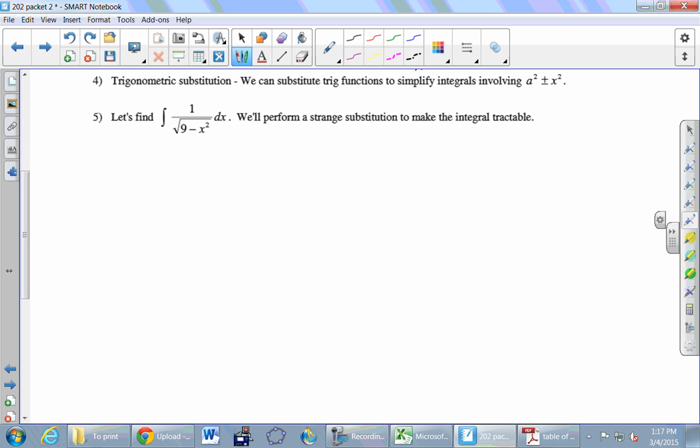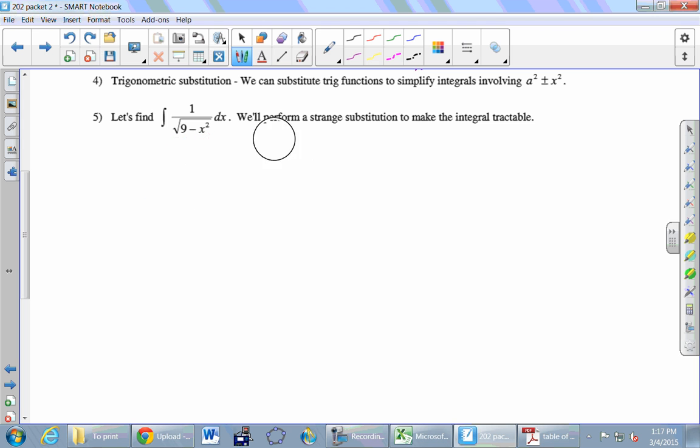Okay, my first reaction is to try u substitution. Don't write it down because it's not going to work. But what's the natural choice for u? 9 minus x squared. And the problem is that there's no x floating around somewhere for us to play with, right? So we tried it, didn't work. So we need a new technique.